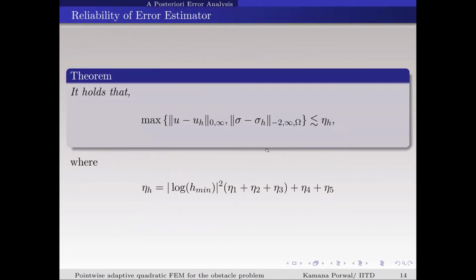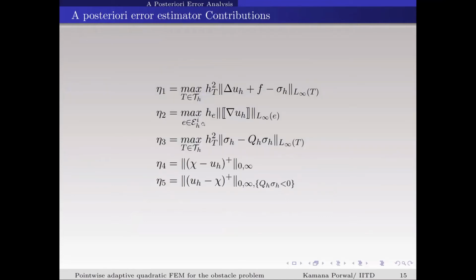So now in the main result, we have obtained that the error in the solution and the error in the Lagrange multiplier can be controlled by the error estimator eta h, where this error estimator eta h is the sum of these contributions. And these contributions are given by this. So eta 1 here is the volume residual, and eta 2 is the jump residual, and eta 3 is basically a consistency error, which is induced by taking the QH sigma h in the residual functional in place of the sigma h.